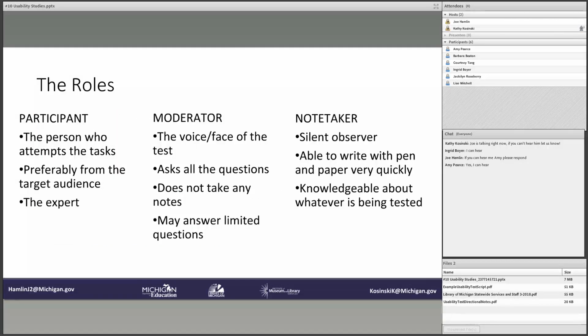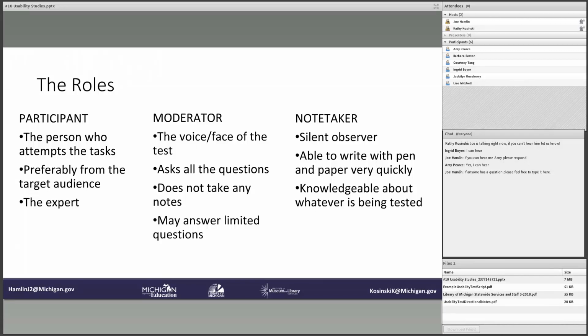Now the roles. I briefly spoke over this, but there's the participant, the person who attempts the tasks, and they're preferably from the target audience. This is the most important one. They are the expert. Regardless of what they do, they are absolutely the expert, because in a real situation, if not in this testing environment, you want to make sure that they can figure out what to do, that they're able to do this without having to think, and that there isn't anything that will cause them to leave your library or stop being a user, because that's what you want to avoid in the end.